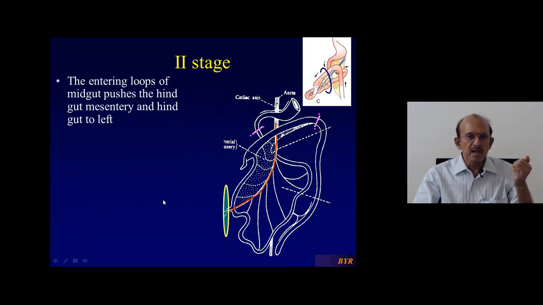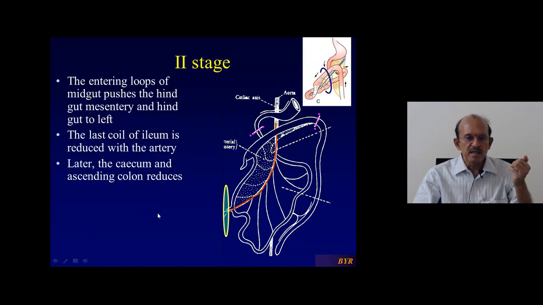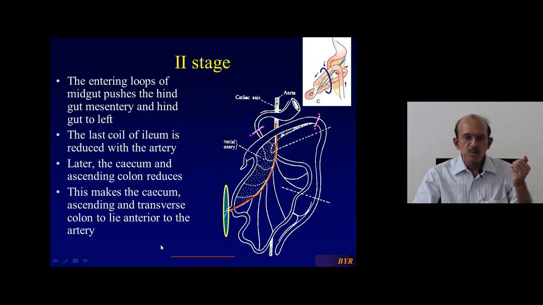The entering loops of the midgut push the hindgut mesentery and hindgut to the left. The last coil of the ileum is reduced with the artery. Later, the cecum and ascending colon reduce. This makes the cecum, ascending colon and transverse colon lie anterior to the artery. You can see here, the red line is the artery. This is the colon. It lies anterior. So after reduction during the second stage, this is the picture.